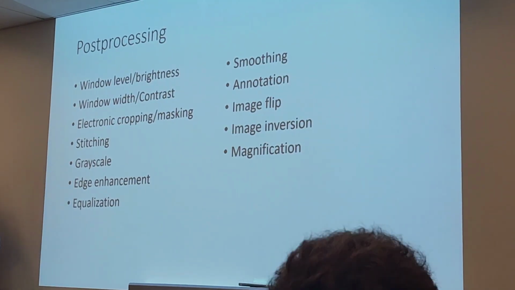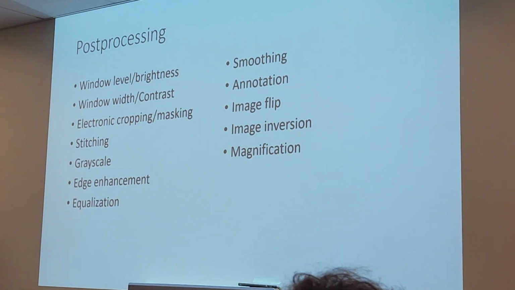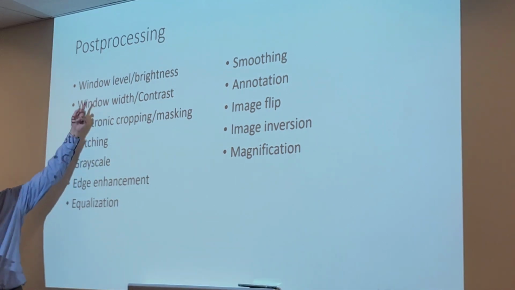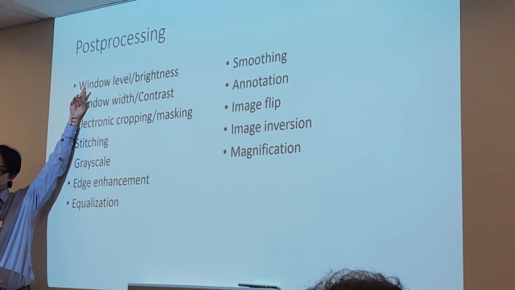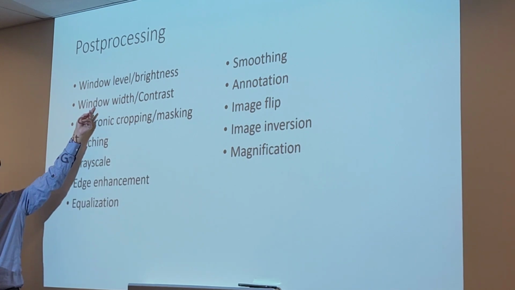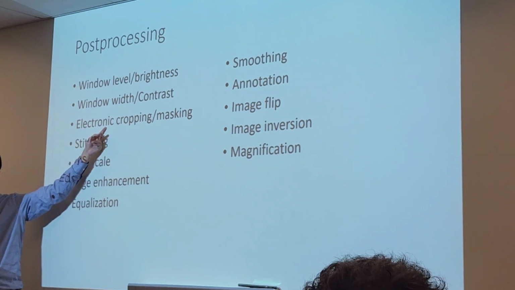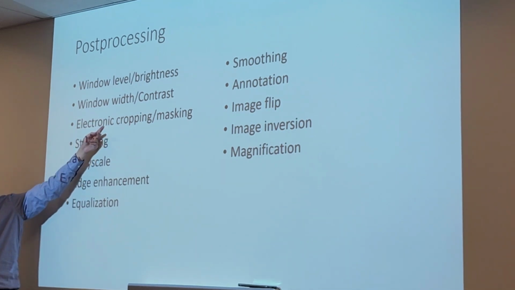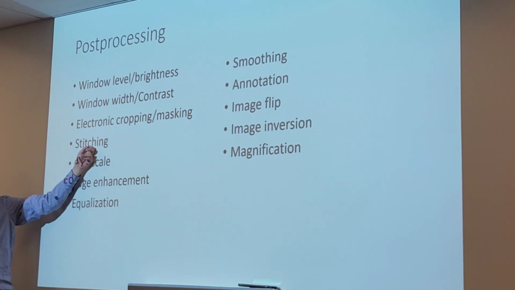Now, I like your post-processing topic. It isn't actually that bad, right? If you look at it, a lot of this is relatively basic. For example, leveling. We've talked about leveling before, right? Yes. Window width, contrast. We've talked about windowing before, right? Yes. Electronic cropping, masking. You've seen this in clinic before, right? Yes. Right, okay, stitching. That might be kind of new to some of you, although if you've done scoliosis, like at the bone clinic, you may have seen stitching at work.